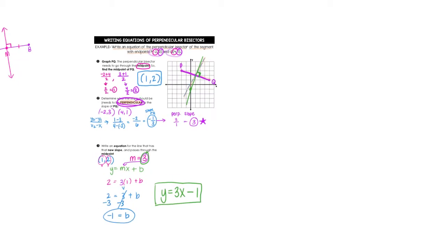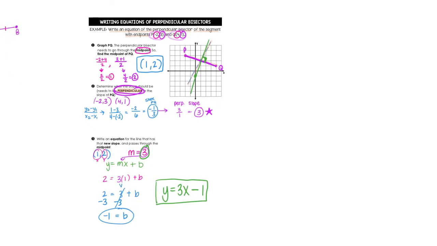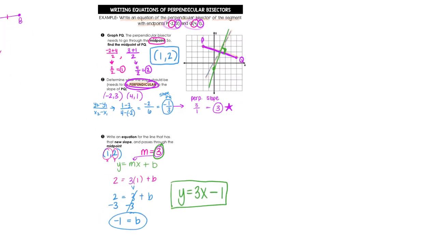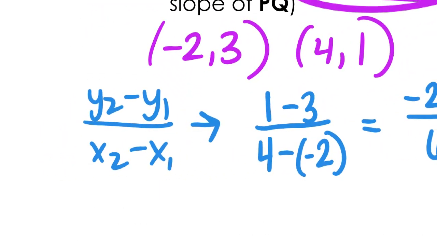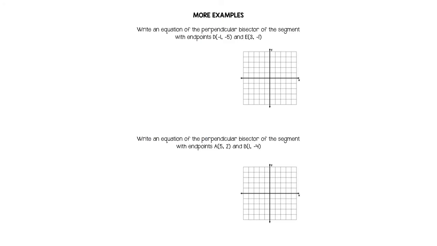All right, let's do another example. Go ahead and turn the page. On this page, we found slope using the slope formula, where we just subtracted the numbers, right?